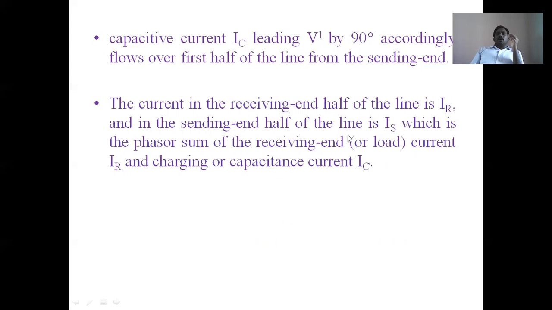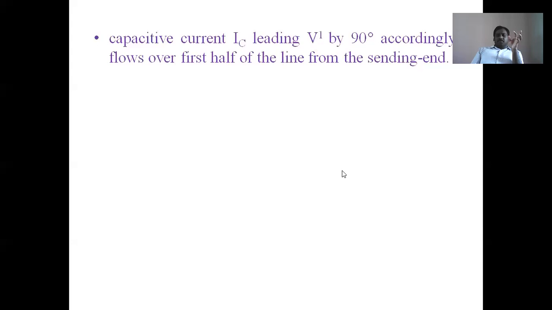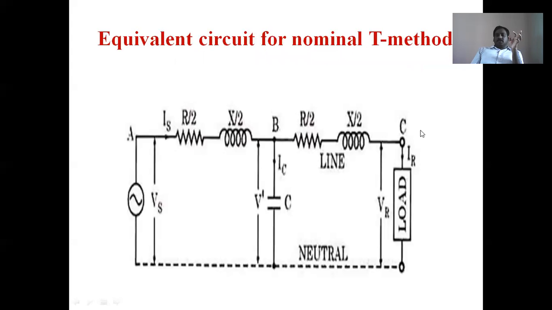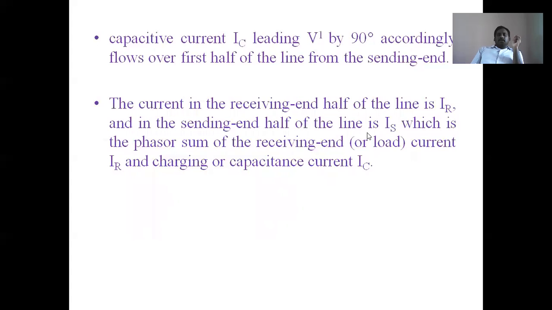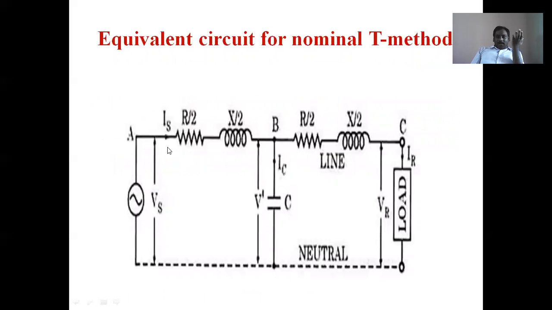And the current in the sending end half of the line is IS, which is the phasor sum of the receiving end load current IR and the capacitor charging current. Here a division occurs; by applying KCL, current division, IS can be divided as IC plus IR.